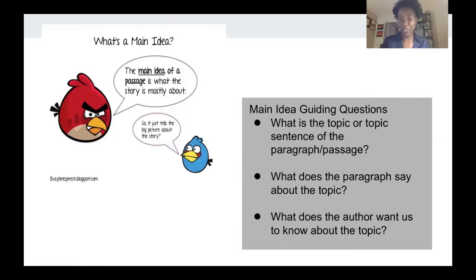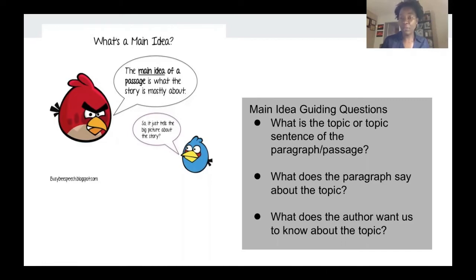The first question: what is the topic or topic sentence of the paragraph or passage? What does the paragraph say about the topic? What does the author want us to know about the topic? And that's a crucial question, boys and girls. What does the author want us to know about the topic? Everything that is said within the passage or the text ties back to what the author wants us to know.